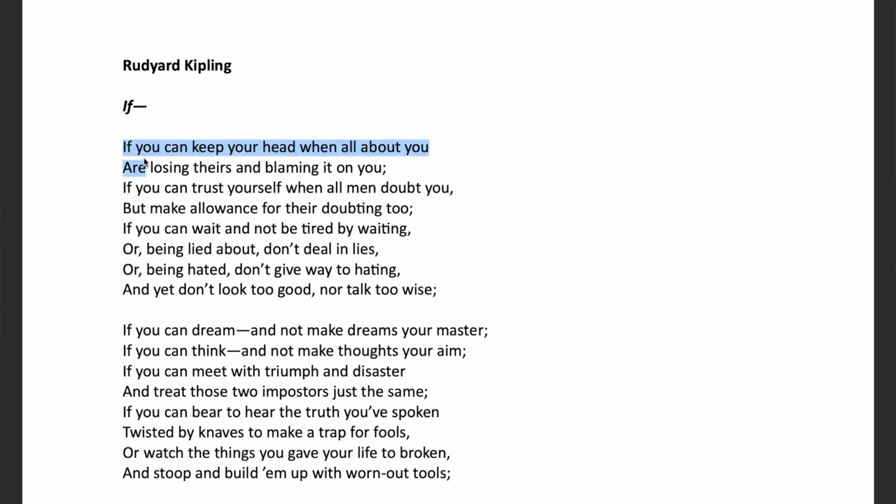And if I just highlight these lines, you can see the first four lines. If you can keep your head when all about you. So the last word of line 1, "you," is unstressed, and it's also an enjambed line, meaning that the sentence continues onto line 2. But on line 2, the "you" is a strong syllable and is therefore a masculine ending. If you can keep your head when all about you are losing theirs and blaming it on you. So it's interesting that the poem has this kind of binary quality, masculine or feminine, then masculine, and so on and so forth until the very end.